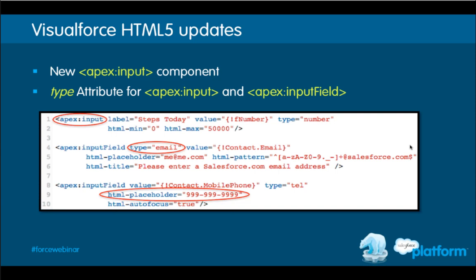Now in Winter 14, we've added one new component and one new attribute that lets you use the new HTML5 form input types. For those unfamiliar, prior to HTML5 you basically had a very limited set of input types: the age-old text, password, and maybe the submit type. But HTML5 added a whole new slew of input types, in total I believe 12 of them, to capture specific input like email or telephone or date or search. With Winter 14, you can now use any one of those HTML5 input types in Visualforce, either via a brand new component called apex:input, or you can use the new type attribute on the apex:inputField tag, which has been around for a while.